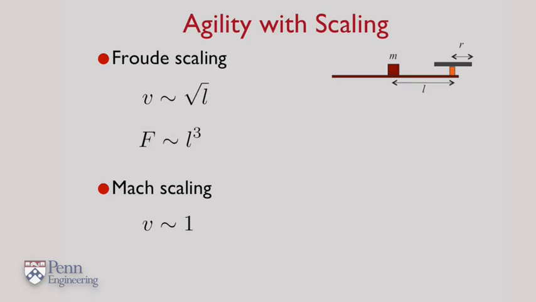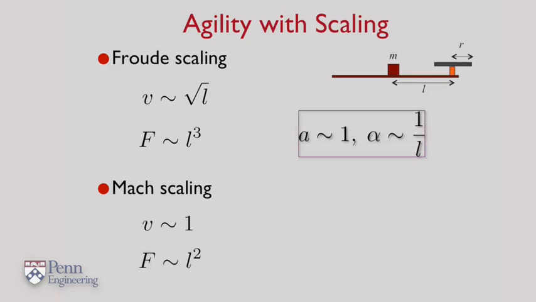With these two assumptions, you can calculate the maximum thrust. In one case it goes as L cubed, in the other case it goes as L squared. And you can calculate the maximum acceleration and the maximum angular acceleration. In both cases, you will see that the angular acceleration increases as you scale down the size of the platform. And this, in fact, results in greater agility.